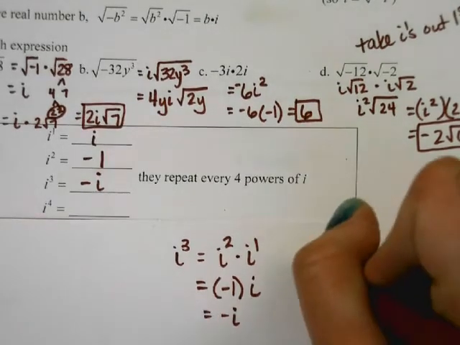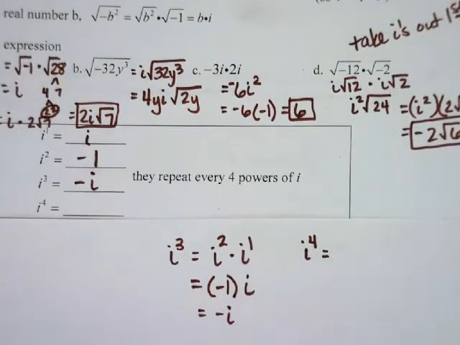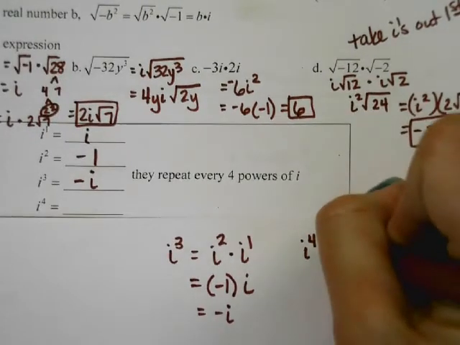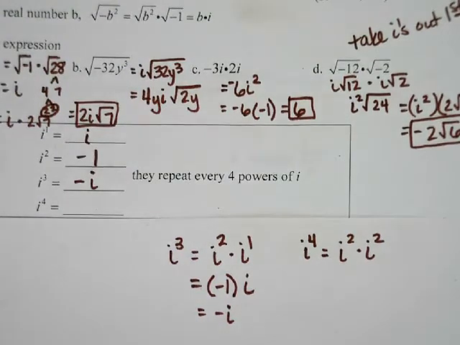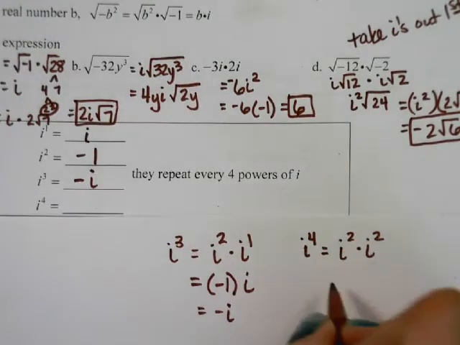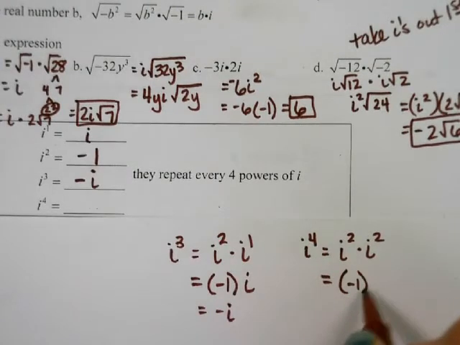Okay, so let's look at i to the 4th then. How could we write i to the 4th? There's lots of ways. How could you rewrite it? We could do i squared times i squared. Or we could do i to the 3rd times i. So we're just trying to rewrite it in terms of ones that we know. So i squared times i squared would be -1 times -1, so it would just be 1. Perfect.